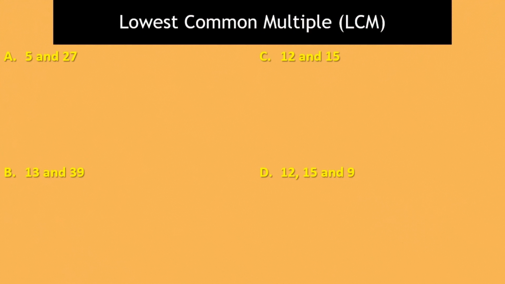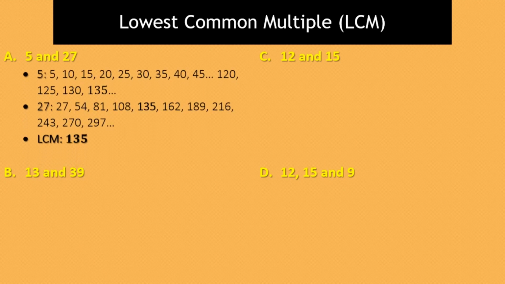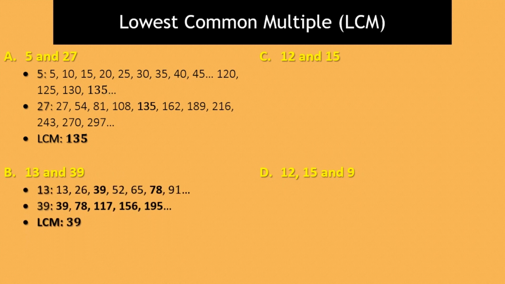Now there are two main methods for finding the LCM of two or more numbers. The first method is what we are going to use for these 4 examples. So example A, the LCM of 5 and 27 is 135, since it is the first number to appear in the list of multiples of both 5 and 27. Example B, the lowest common multiple of 13 and 39 is 39.